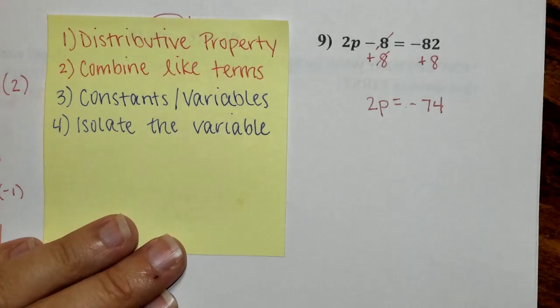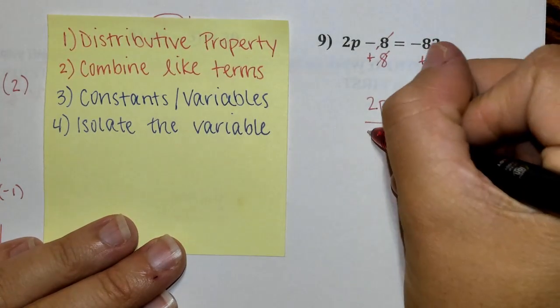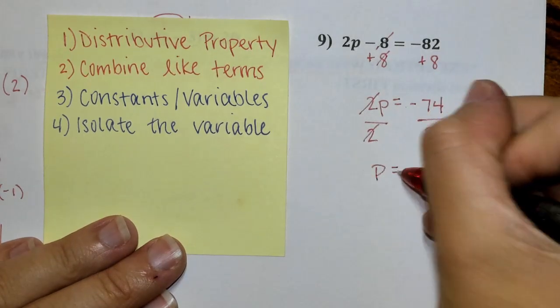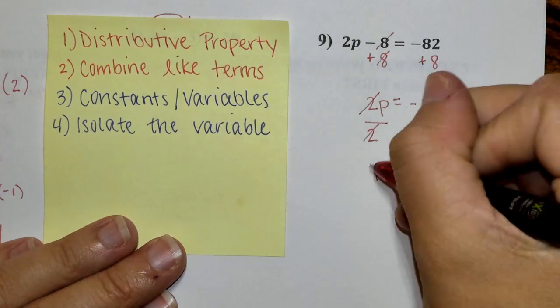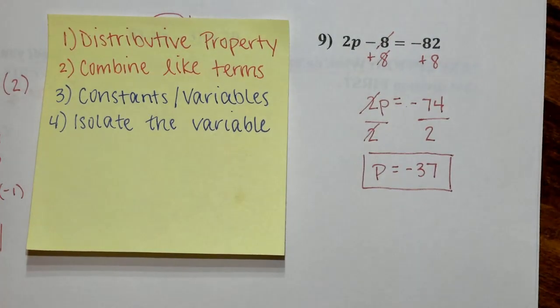Okay, and then my last step, 2 is being multiplied by p. I undo multiplication by dividing. And p equals negative 37. That is the end of the lesson 3-0 notes.